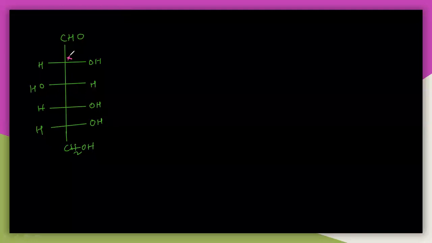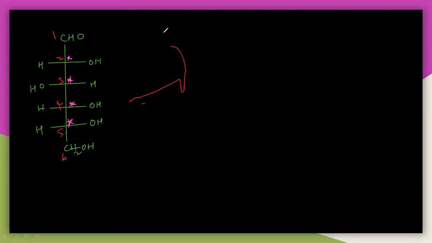So this is one chiral carbon here, and this is another chiral carbon, and this is another chiral carbon, this is another chiral carbon. So in total there are 4 chiral carbons. So we have to give the numbering like this: 1, 2, 3, 4, 5, and this is 6.